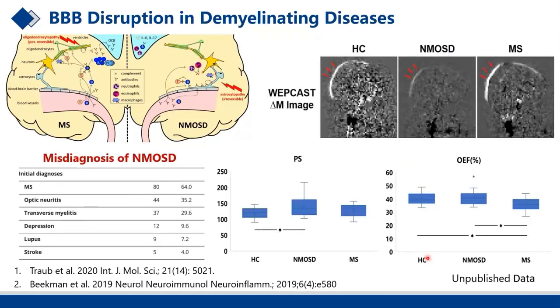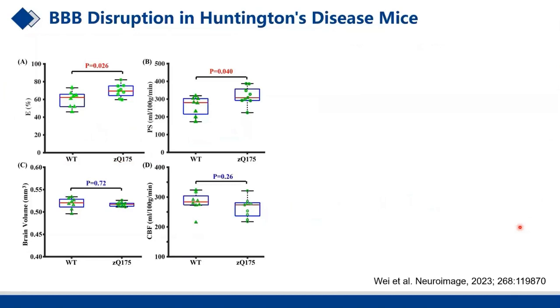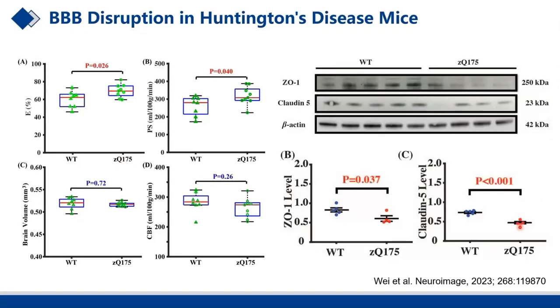And also the BBB disruption is present in demyelinating diseases, and it indeed helps us to differentiate NMOSD, which is neuromyelitis optica spectrum disorder, from MS, because these are two demyelinating diseases which are often misdiagnosed. So we saw there is an increase in the PS in NMOSD, but the OEF actually decreases in MS. So it is still an ongoing project. And we also did Huntington's disease mice, and the interesting thing is here we also did ZO-1 and Claudin 5 to suggest that this BBB disruption is indeed related to the tight junction.